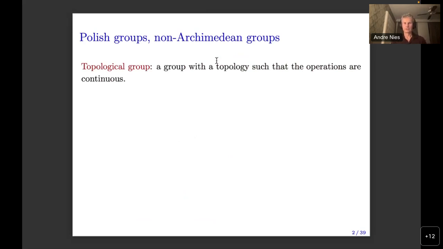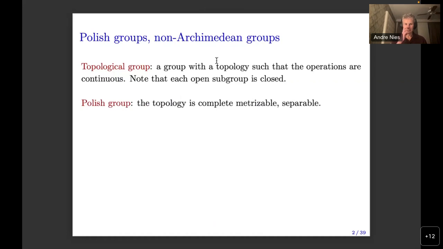So a topological group is just a group with a topology and continuous group operations. It's useful to know that each open subgroup is closed because its complement is the union of cosets, and the cosets are also open. So each open subgroup is in fact clopen. Now, if I want a topology to be Polish, I call it a Polish group.